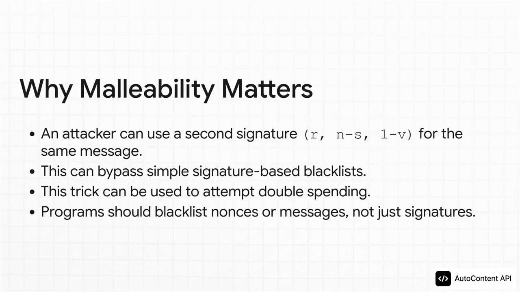So, why is this a big deal? Well, imagine a system that sees your transaction with one signature and blocks it to make sure it doesn't get spent twice. An attacker could just take that same transaction, use the second valid signature, and broadcast it again, and it would sail right through. This just goes to show you that digital trust isn't magic, it's math. And developers need to know about these weird little rules to build systems that are actually secure.